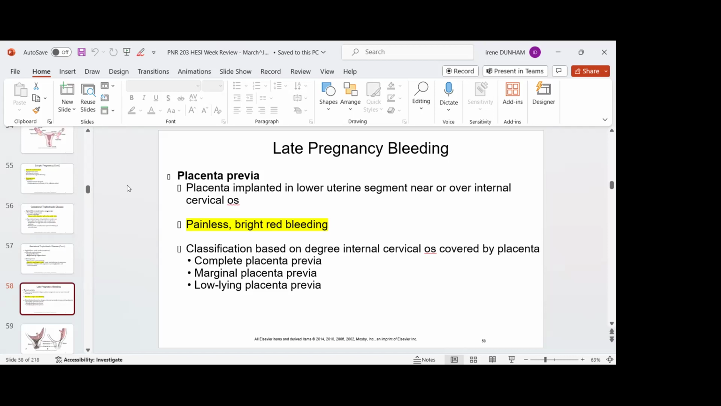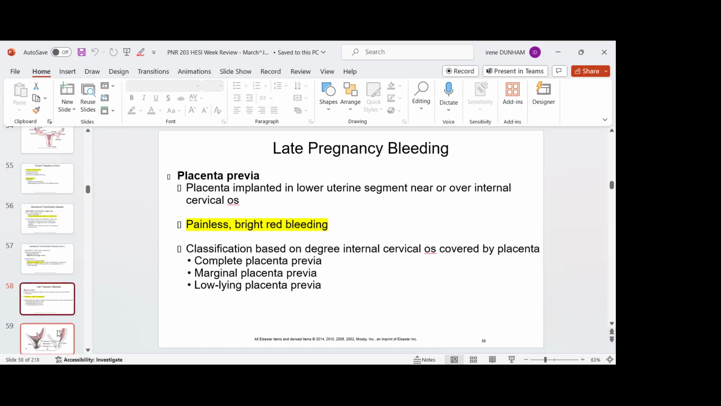What happens is that the placenta implanted in the lower uterine segment. And remember the osses, the internal os and the external os. Well, right over the internal os is covering. That's a complete previa. Now, it could be marginal, it could be low-lying, but again, it's painless, bright red bleeding.